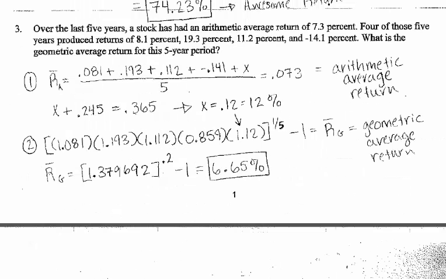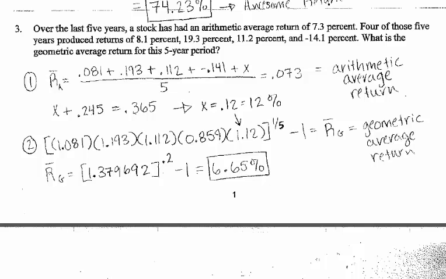Now let's take a look at number 3. Over the past 5 years, a stock has had an arithmetic average of 7.3%. 4 of those 5 years produced returns of 8.1%, 19.3%, 11.2%, and negative 14.1%.